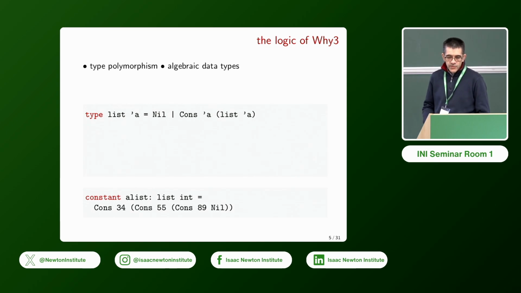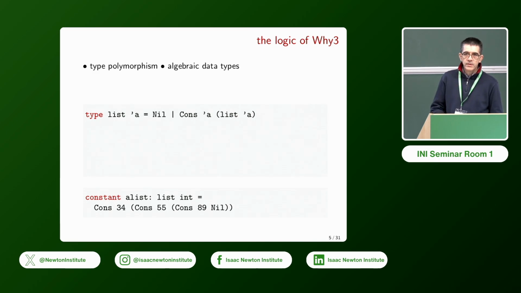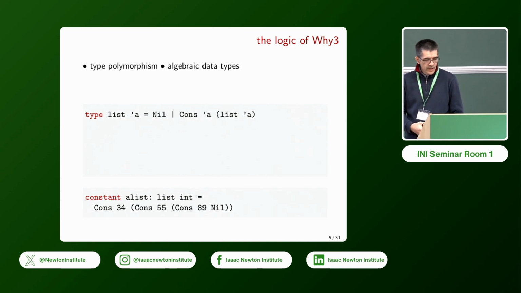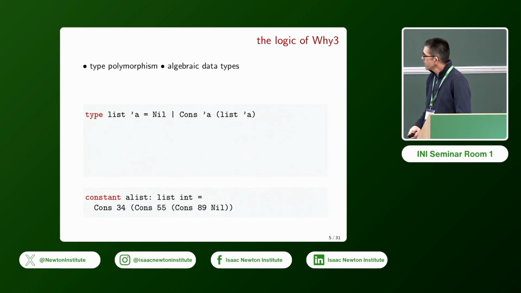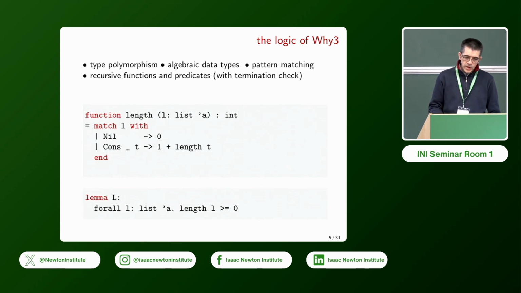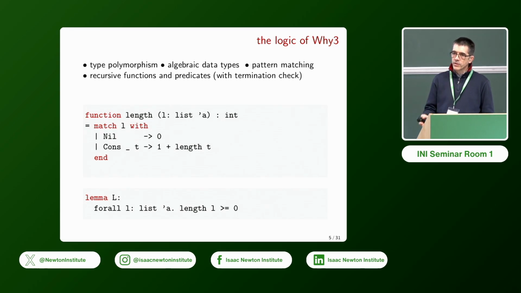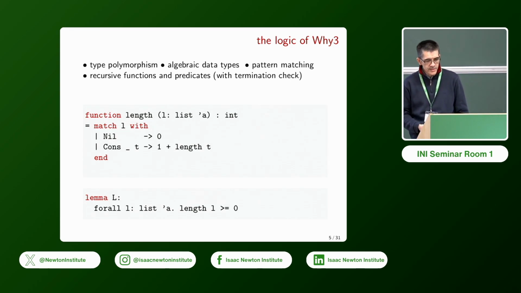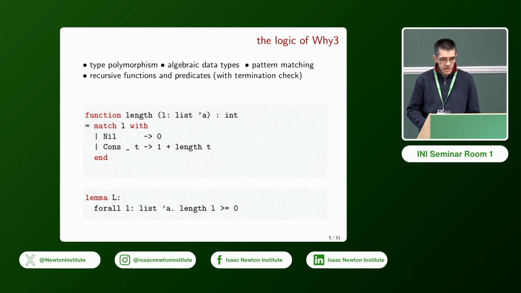Okay, so what do we have? For instance, we have type polymorphism and algebraic data types in the logic of Why3. So you can define, for instance, the usual polymorphic list like this, and you can build a list like this constant at the bottom of the slide. You can do pattern matching over algebraic data types. You can define recursive functions and recursive predicates, and they have to terminate. So the logic of Why3 is a total logic.